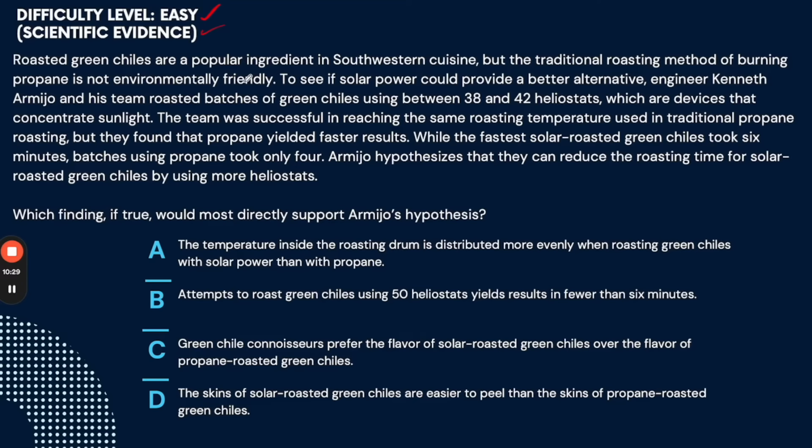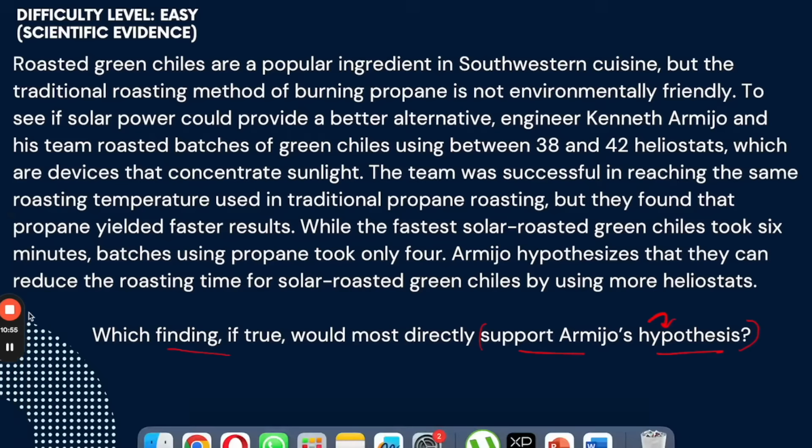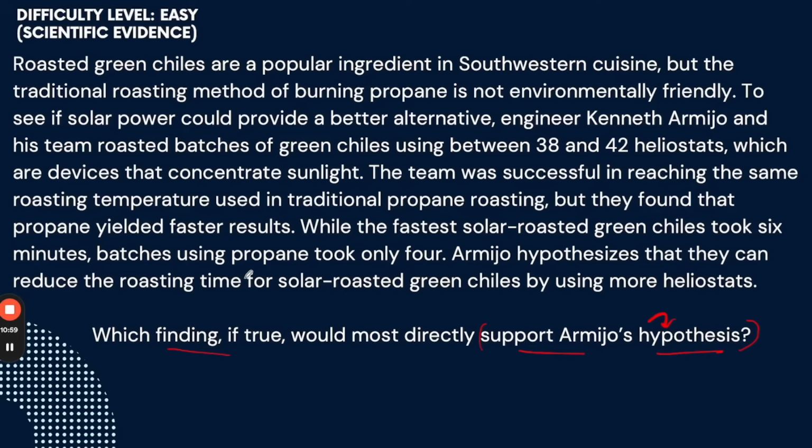Now the first step is always the same. That is, read the question stem. Which finding, if true, would most directly support A's hypotheses? So the mention of supporting someone's hypotheses tells us that this is a command of evidence textual type. And here, because there's no mention of quotes, we know that this is a scientific evidence type. Now the second step is we read the text to identify where the hypothesis is mentioned.